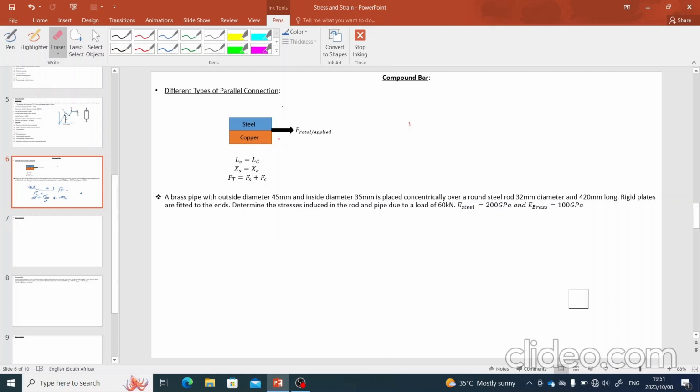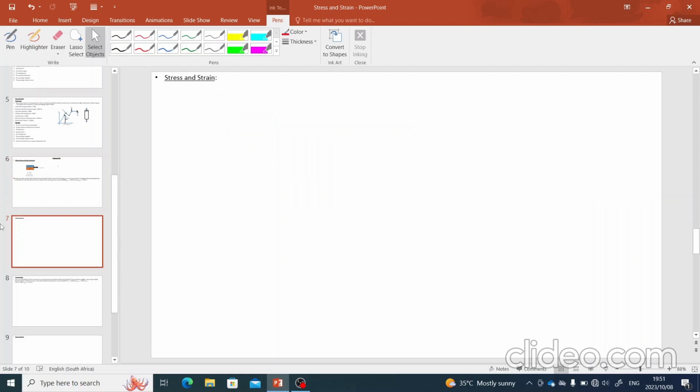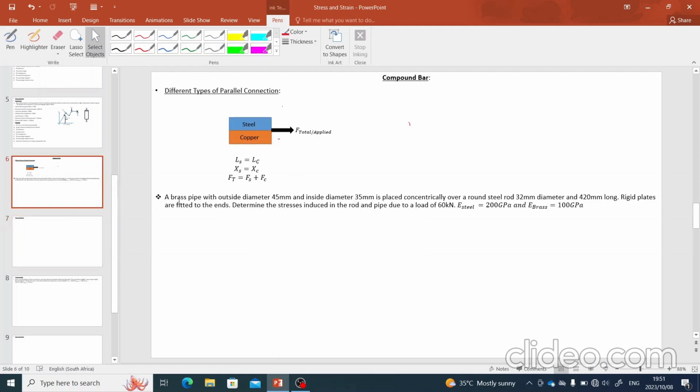Okay, let's look at the given question there and do the application. Let's take the blue pen. Okay, it's working. Now, from the given statement, a brass pipe with outside diameter. Please, what will help is for you to interpret the given statement in the form of a diagram, so as to know what's given and what needs to be calculated.